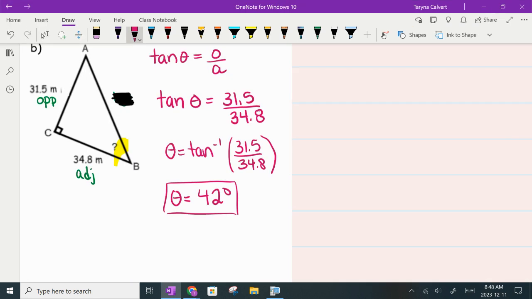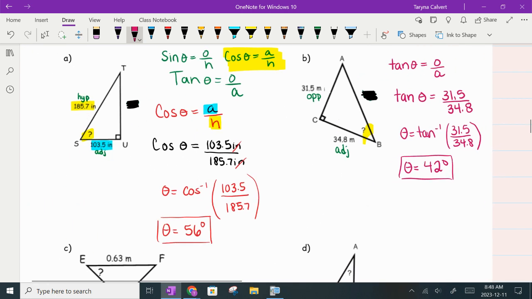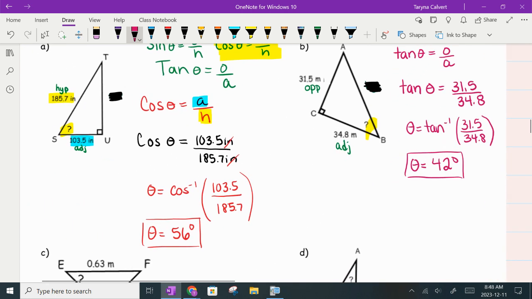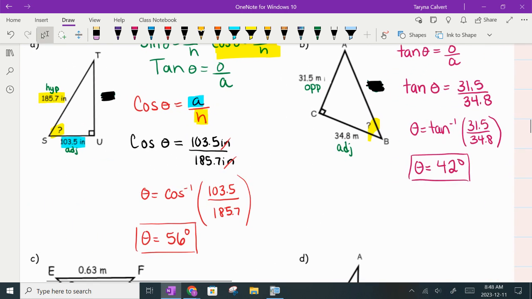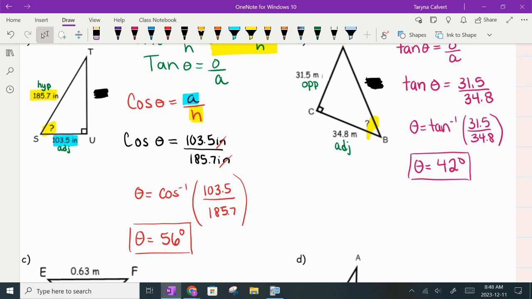Right. Mode? So do you have a... Okay, so hit mode. And then go down. See where it says degree? Yep, no, degree. Go up, and hit enter on there. And now you're good. Yep.